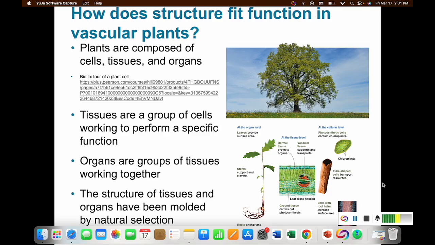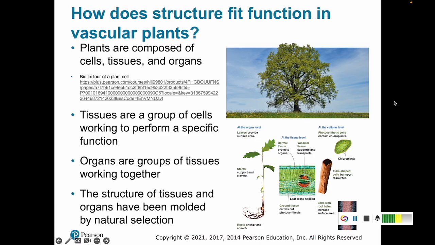Okay, so now that we've reviewed the cells of plants, those cells can group together to form tissues. Tissues are going to be a group of cells that work together for a specific function. Then tissues can group together to form an organ. And the structures of our tissues and of our organ systems have been molded by natural selection. So both in plants and in animals, our structure has been impacted by natural selection.